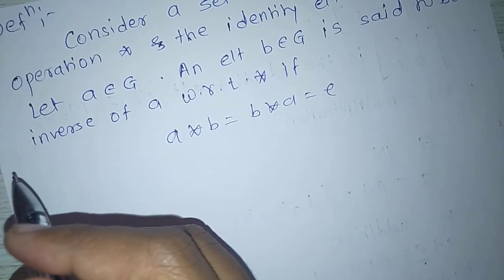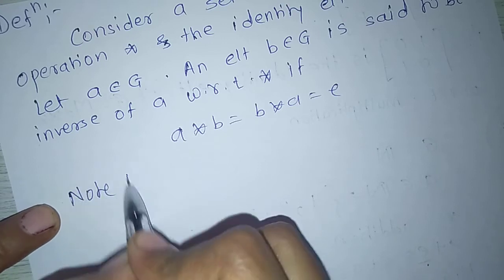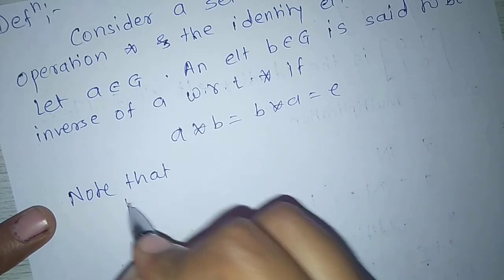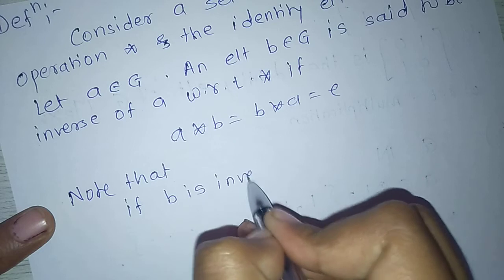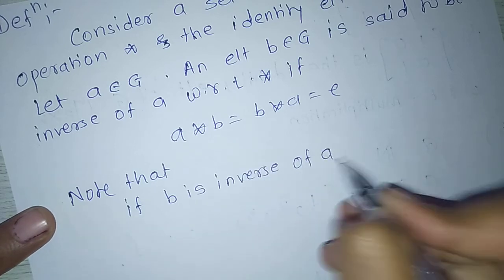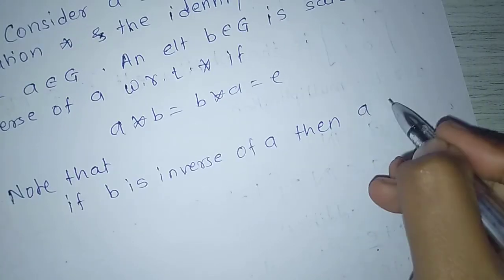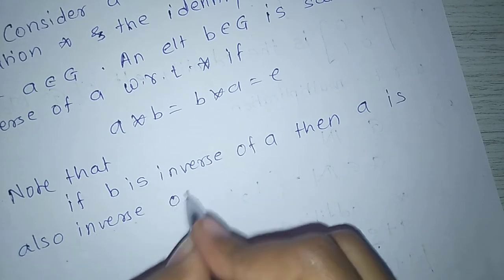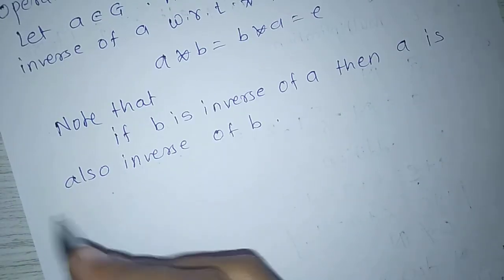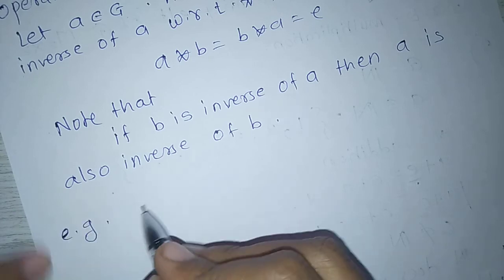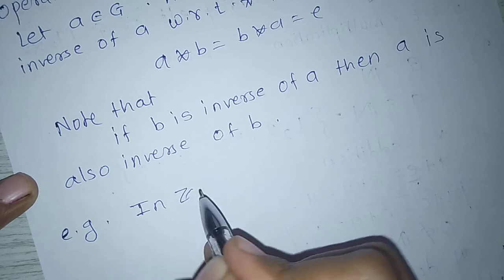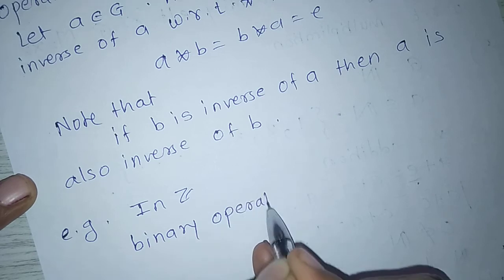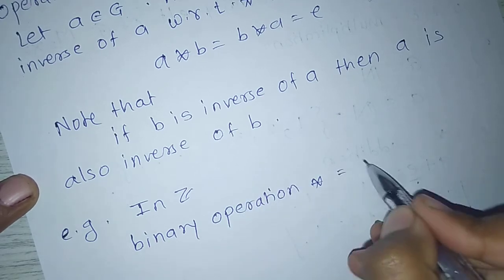Next, also note that if b is the inverse of a, then a is also the inverse of b. For example, in Z, the binary operation star equal to addition.